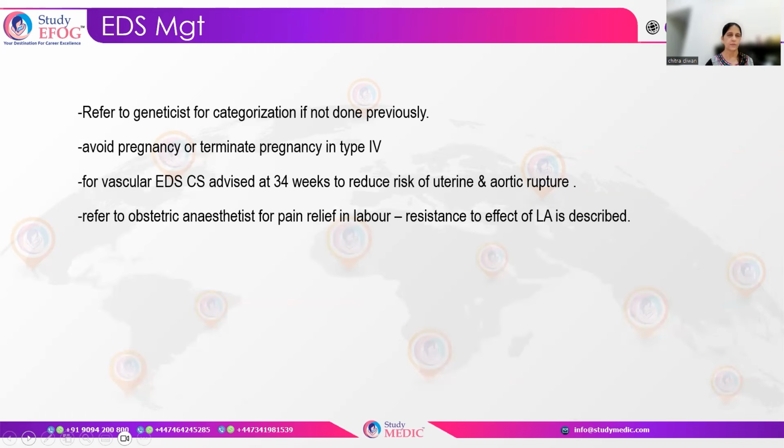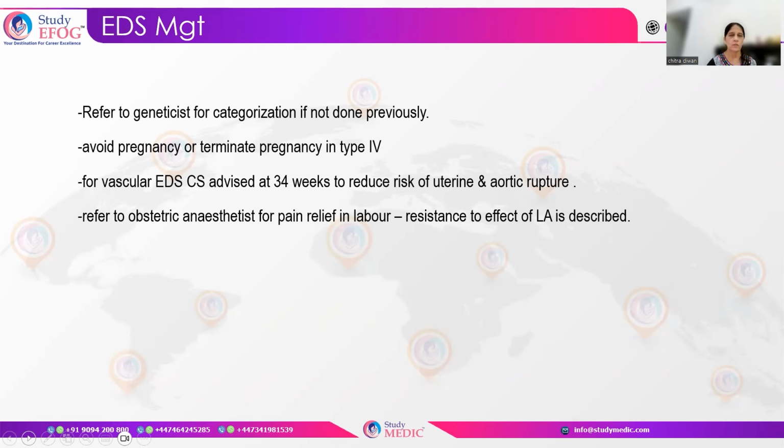What is the management? So, if she has come to you without categorization of the disease, refer her to the geneticist so that you might know the type of Ehlers-Danlos syndrome. For those who have type 4, advise them against a pregnancy. If they present early in pregnancy, you can also offer termination of pregnancy.